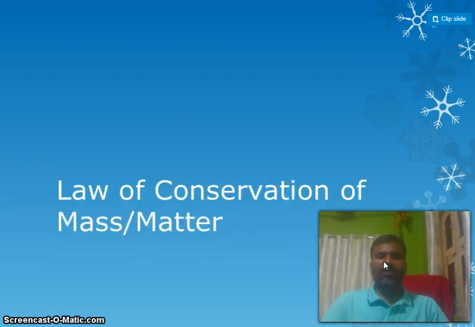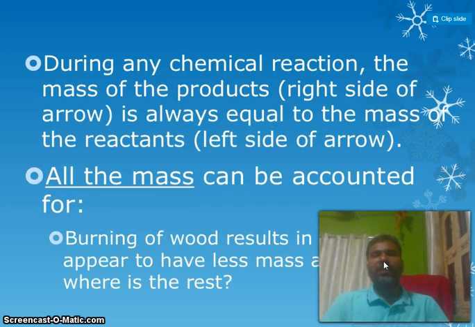Law of conservation of mass. During any chemical reaction, the mass of the products, right side of the arrow, is always equal to the mass of the reactants, left side of the arrow. All the mass can be accounted for. Burning of wood results in products that appear to have less mass, as ashes. Where is the rest?